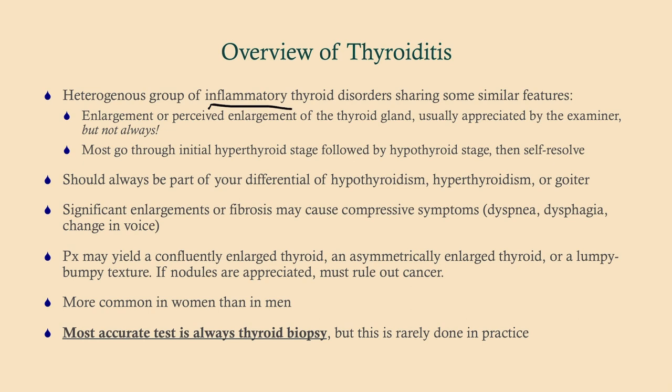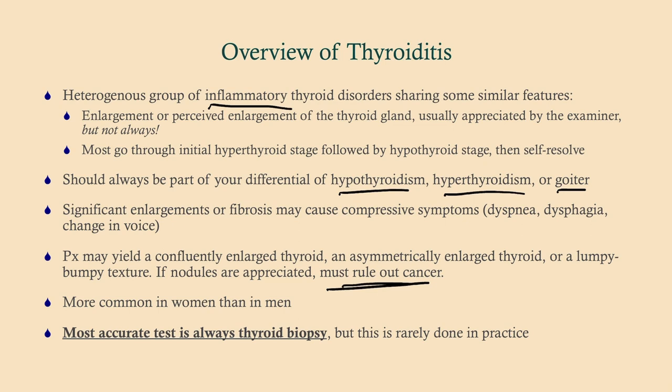So as I said, this should always be part of your differential for hypothyroidism, hyperthyroidism, or goiter. If you have significant enlargement of the thyroid gland, or if you have fibrosis, which we're going to see with one of these thyroiditides, it can cause compressive symptoms. And so that can manifest as dyspnea, dysphagia, or a change in voice. Physical exam will often reveal a goiter, but as I said, not always. If you do appreciate nodules, so not a confluently enlarged thyroid, but little nodules on the thyroid, then you absolutely positively have to rule out cancer. So that's very important to know.